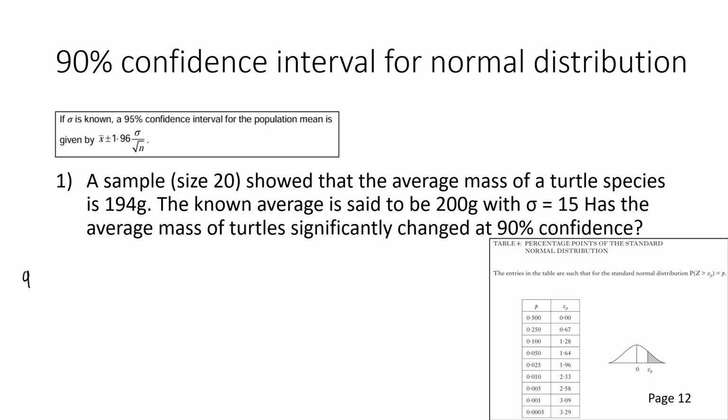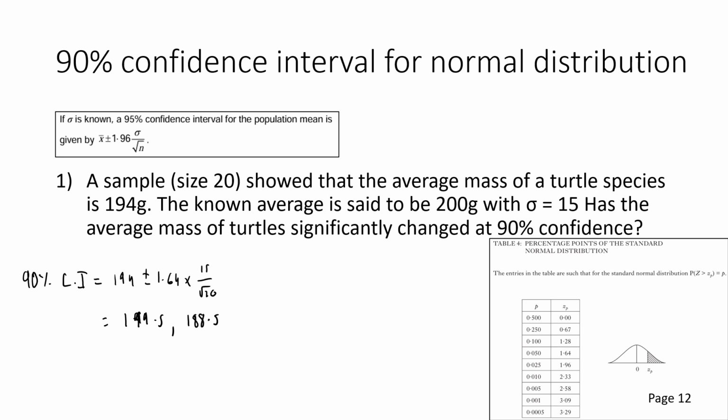So the 90% confidence interval is equal to 194 plus or minus 1.64 times 15 over root 20. And for the upper limit, we will get 199.5, and for the lower limit, we'll get 188.5.